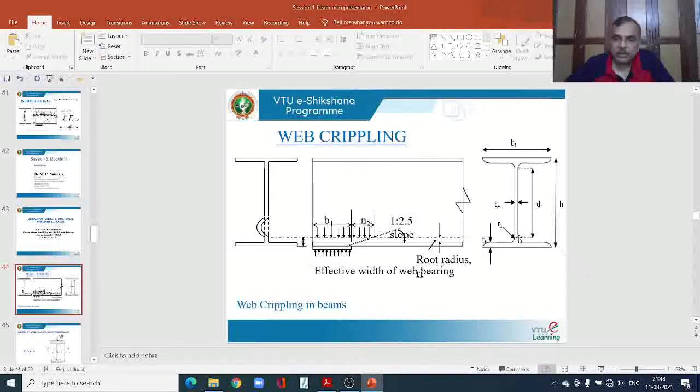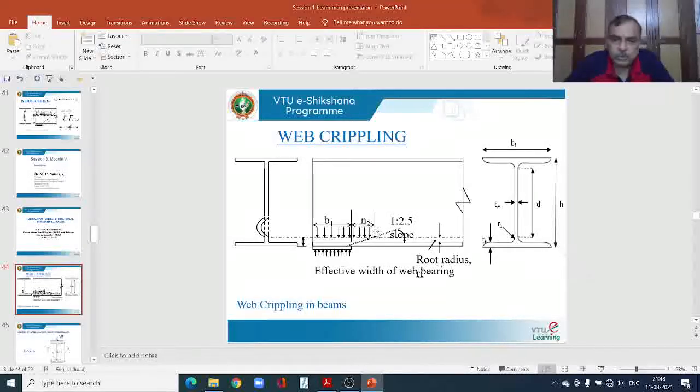If that stress exceeds the yield stress of the material, the design yield stress of the material, then really the crippling of the web at the junction takes place, in the way I have shown in the figure. So we don't want that to happen, and we need to ensure that the stress at this level is always less than the yield stress of the material. Only then can this type of web crippling be avoided.